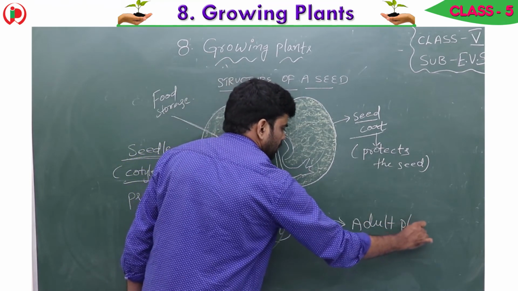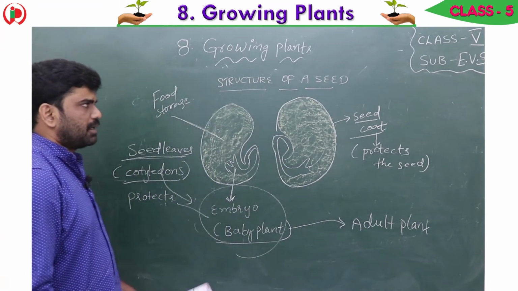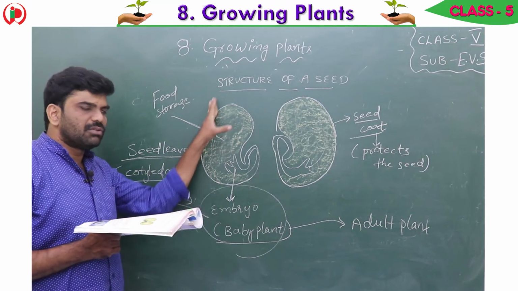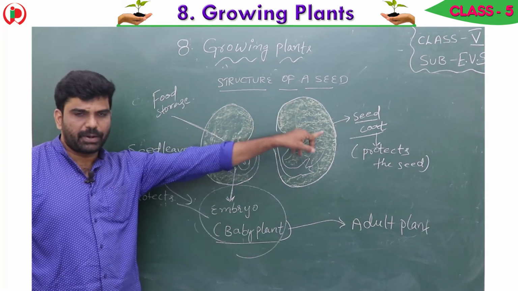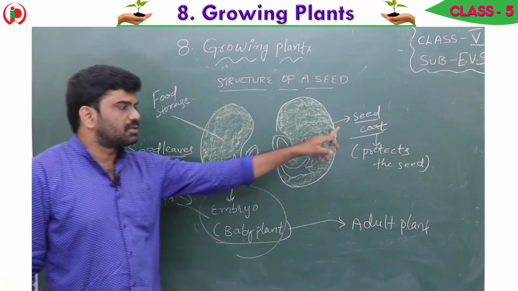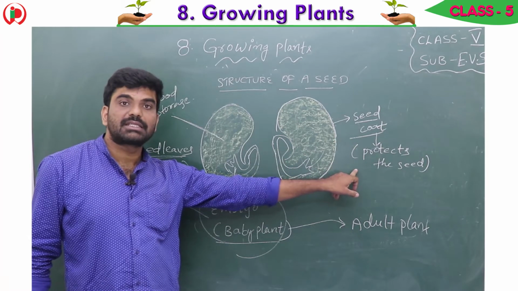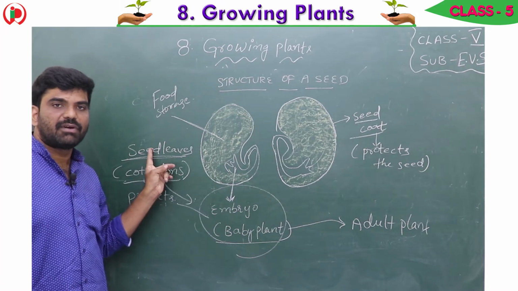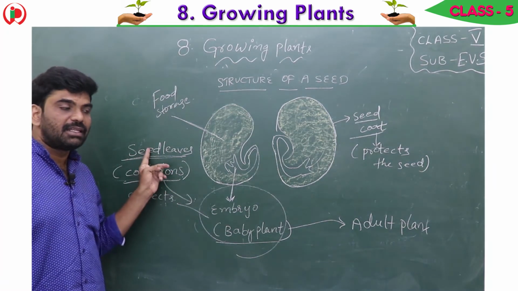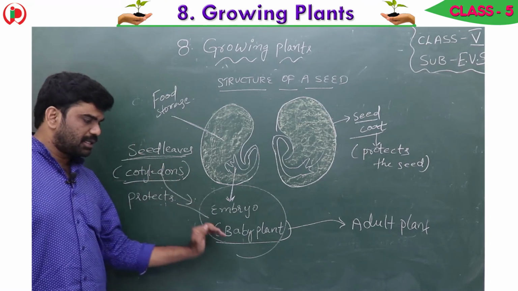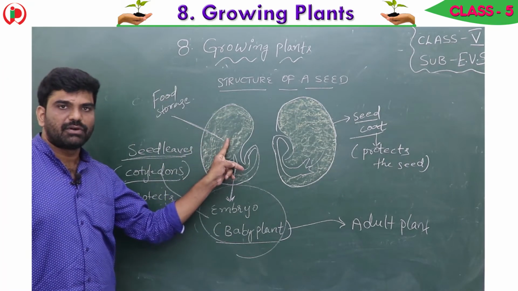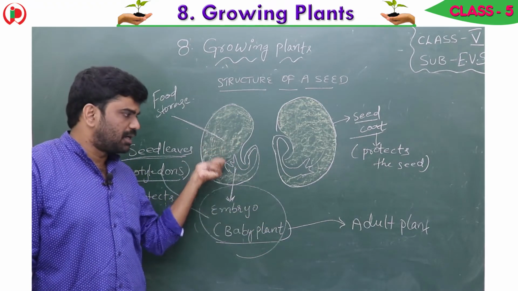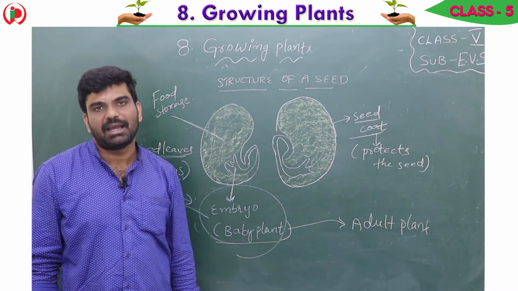Adult plant. Once again, I repeat here, see children. Take a bean seed, you try to break it, it won't break easily. This bean seed consists mainly of the outer covering, which is very hard. This is called seed coat. This seed coat protects the seed, and this seed also has one more part which is called seed leaf or cotyledon. What is the main duty of this? It protects the baby plant and also stores the food. After this, the baby plant will take the food from this cotyledon and develop into an adult plant. Okay.